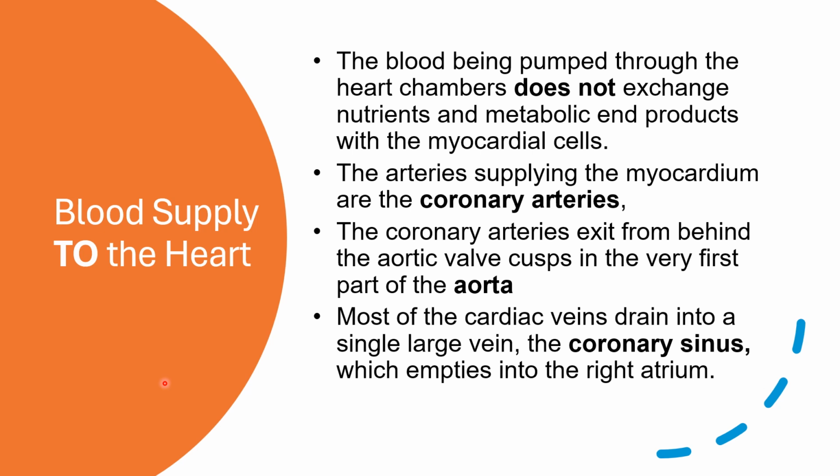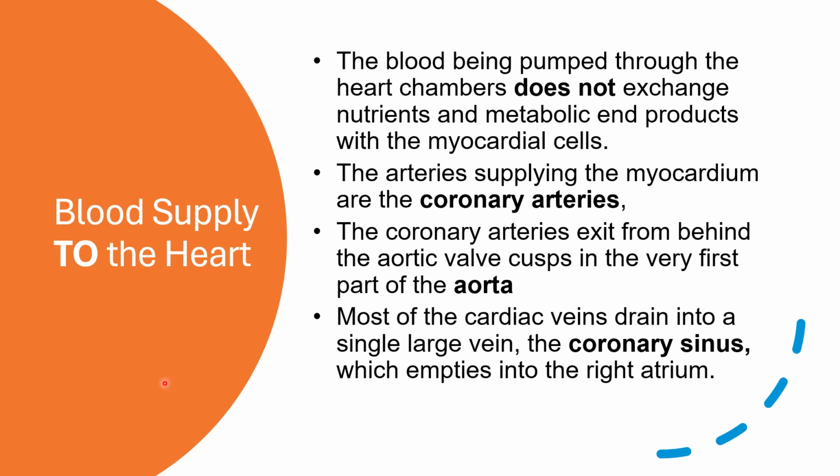The blood being pumped through the heart chambers does not exchange nutrients and metabolic end products with the myocardial cells. So I remember learning about the cardiovascular system and thinking, oh my gosh, I didn't even think about the fact that the heart is an organ and it needs its own blood supply because the myocardial cells have to have oxygen, ATP, to do their sliding filament thing and be able to work. And so where are they going to get their own blood supply?